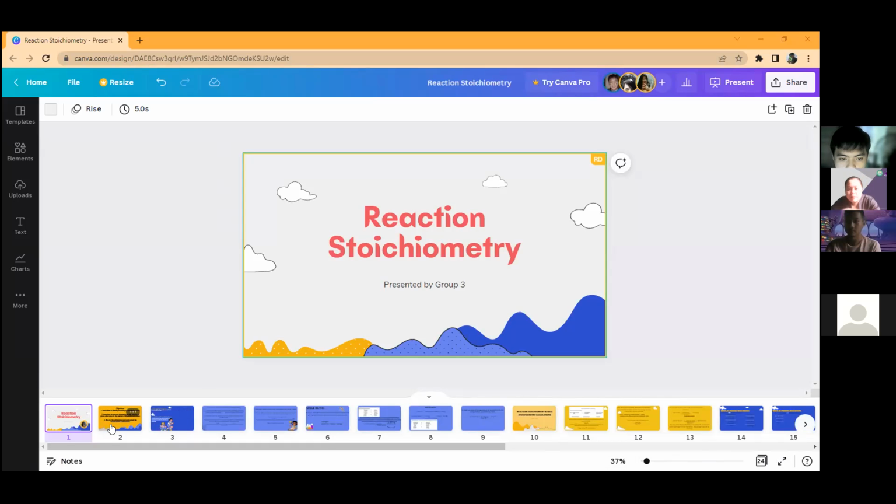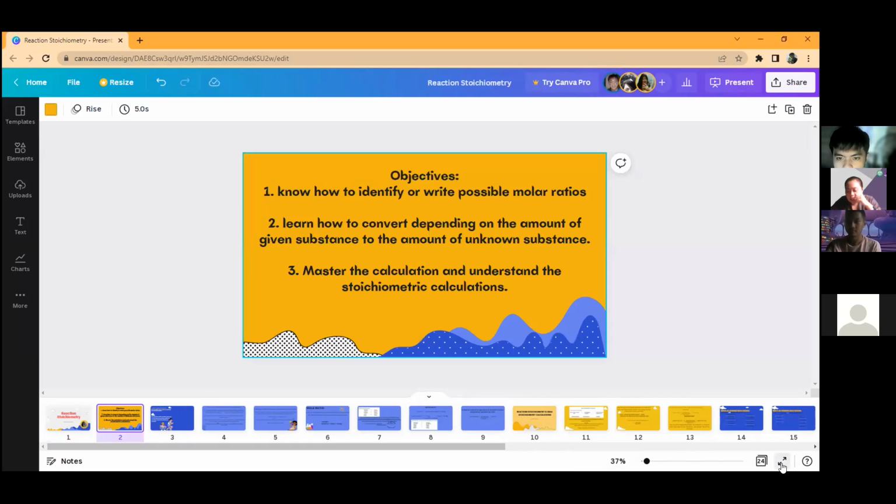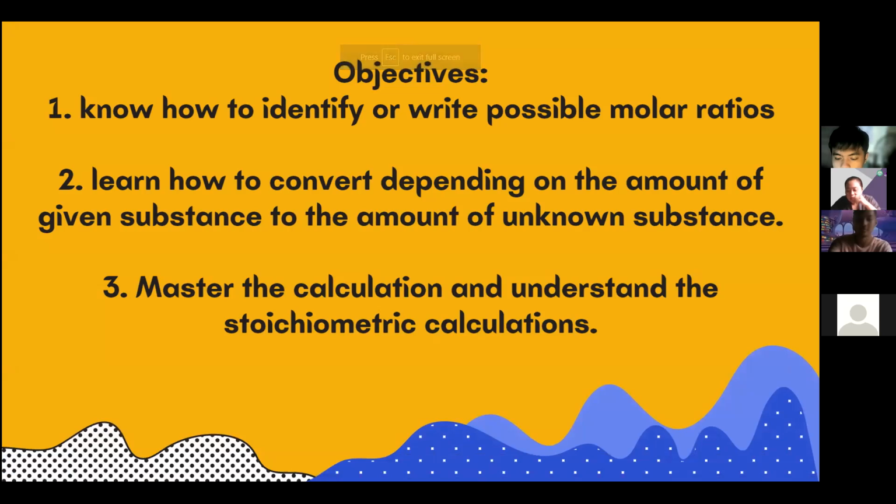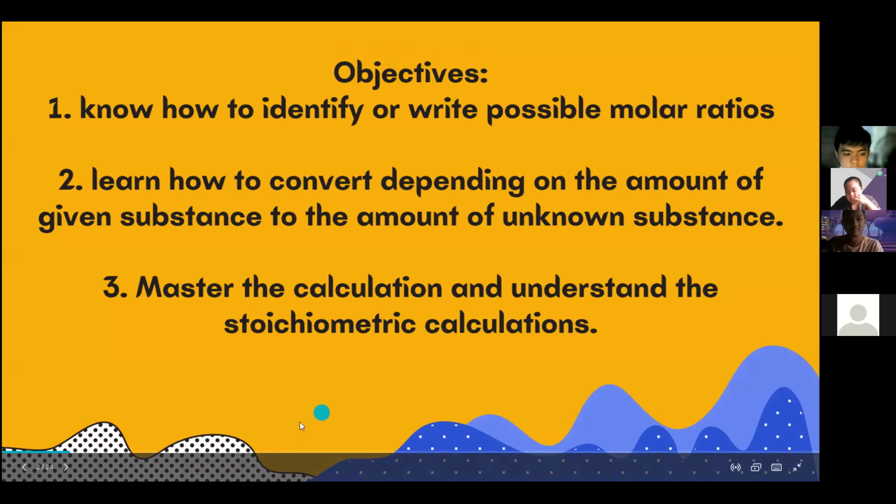Next slide, please. Our objective for today is to know how to identify or write possible molar ratios, learn how to convert from the amount of a given substance to the amount of an unknown substance, then master the calculation and understand the stoichiometric calculation.